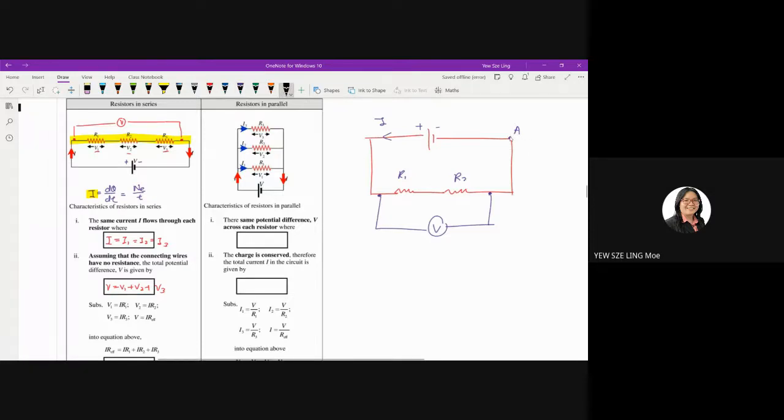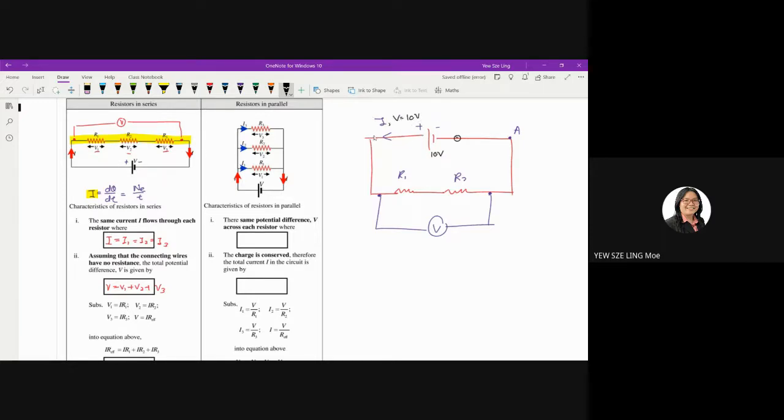So now I start to look at the circuit from point A. Let's say now I have a charge. So this charge initially, maybe it doesn't come with any energy. When it passes through this 10 volt battery, it gains energy. And now it is moving with the potential of 10 volt. So when it reaches here, your V is still equal to 10 volt.